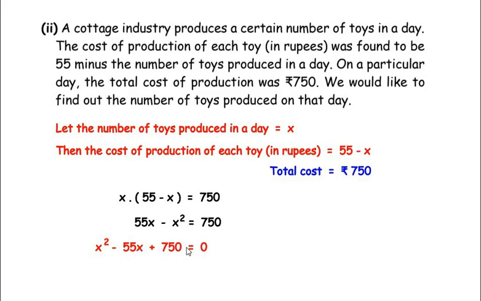Now once we have got this equation, we are going to start with the factorization, where we are going to multiply the coefficient of x square with the constant. So 1 times 750 gives us 750. So again we have to find two factors of 750 in such a way that when you multiply them, you should get 750, and when you add them or subtract them, you should get negative 55.